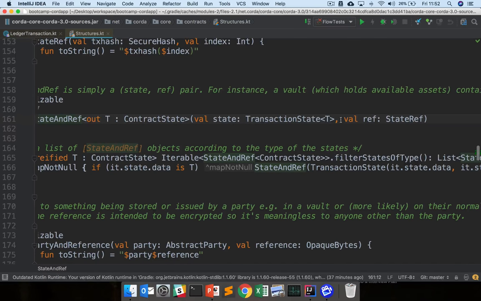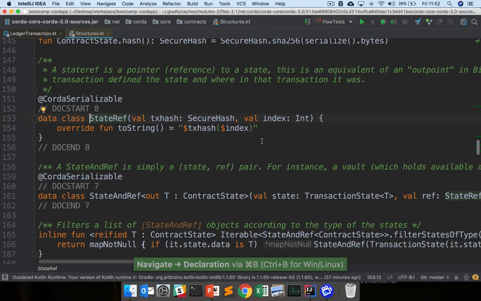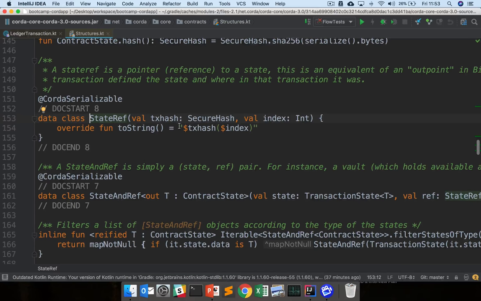Inputs are states, just like output states are, but they're coming from some previous transaction. So we can either represent them as a state directly, or we can just point back to them using a state ref. And if we look at what a state ref is, it's basically the hash of the transaction the state comes from, plus its index in the outputs of that transaction. And so this is useful later on when we're verifying chains of transactions because we know where the inputs came from and we can check the entire chain.